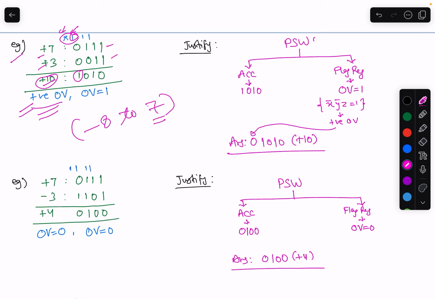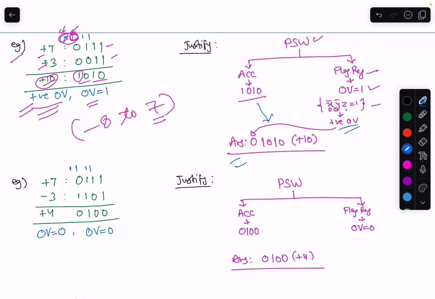Let's justify this. In the PSW, we have the accumulator 1011, and the flag register's overflow flag is 1. We know that, right? Because the in carry is 1 and the out carry is 0, we have overflow. But what type of overflow? x bar y bar z is 1, because x is 0, y is 0, and z is 1, so this is positive overflow. So the answer will be this accumulator plus this overflow.